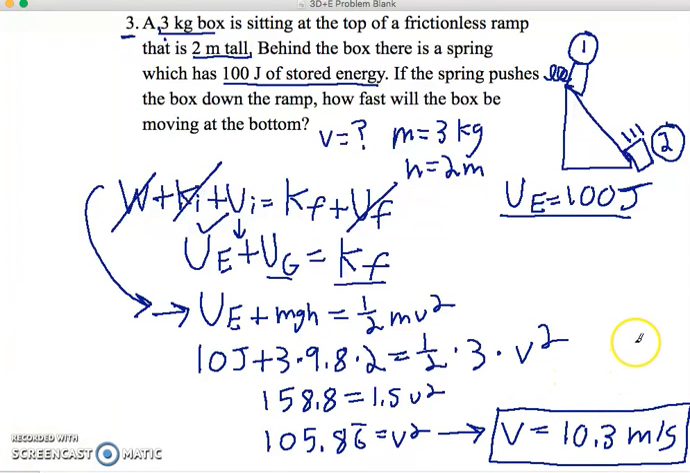So with this problem, you had to utilize all the strategies: drawing a picture, looking at your knowns and unknowns, thinking about what types of energy were present, crossing out ones that weren't there, and then plugging in, doing a little bit of math at the end. So again, that's a good example of the problem. Make sure you have it down, make sure your notes are notated, and that's it for now.